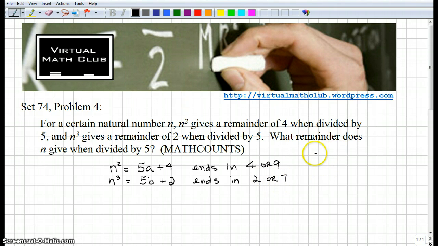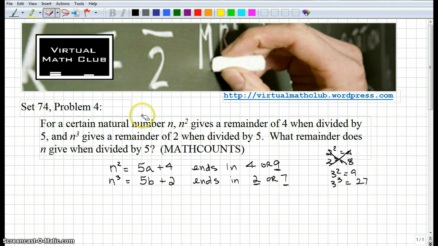For example, if you look at 2, 2 squared is 4, but 2 cubed is 8, so that doesn't match. But if you look at 3, 3 squared is 9, and 3 cubed is 27, which ends in a 7. So that matches this scenario.